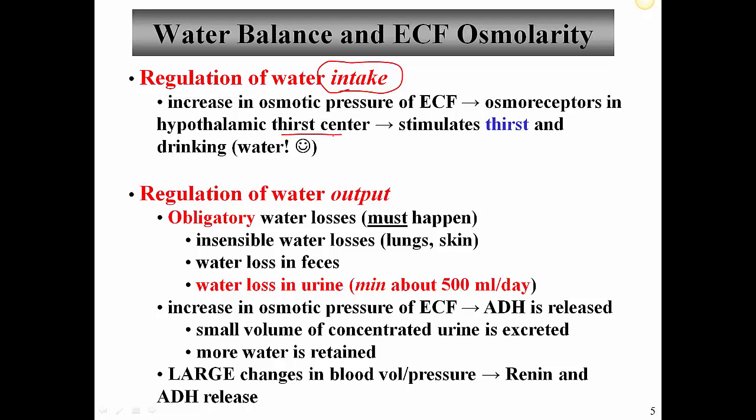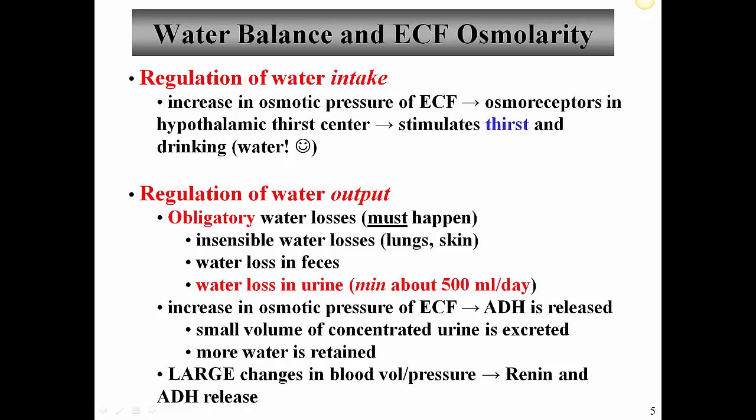When the osmolarity rises, in other words, when body fluids become more concentrated, what happens is there are neurons in the hypothalamus that are stimulated and that actually stimulate thirst and stimulate us to drink water. And that allows intake of water to replace the water that we're losing every day. Now, how do we regulate water output?